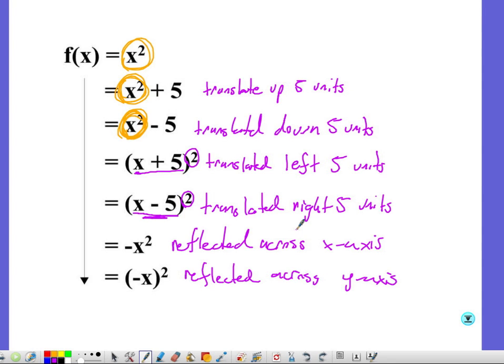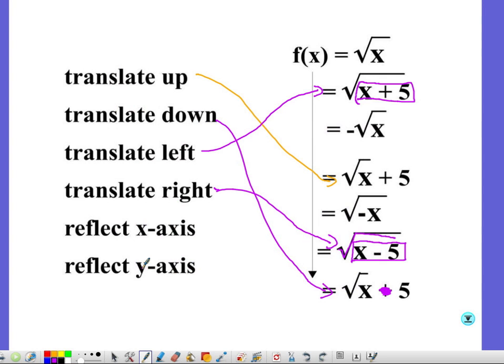Okay, finally, if we have a reflection across the x-axis, we have that negative on the outside, and if we have a reflection across the y-axis, the negative is inside the parentheses. So looking at this reflected across the x-axis, notice that here the negative is on the outside, so that is the one that represents reflection across the x-axis. And here we see the negative on the inside of the square root, so that is the one that is reflected across the y-axis.